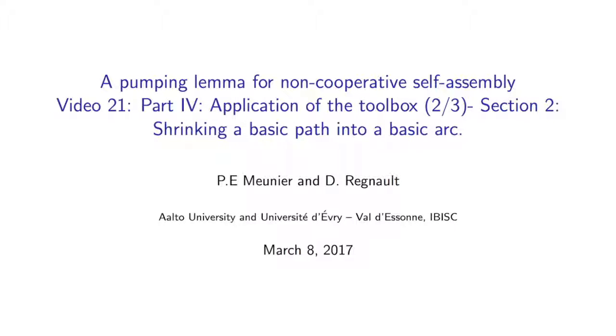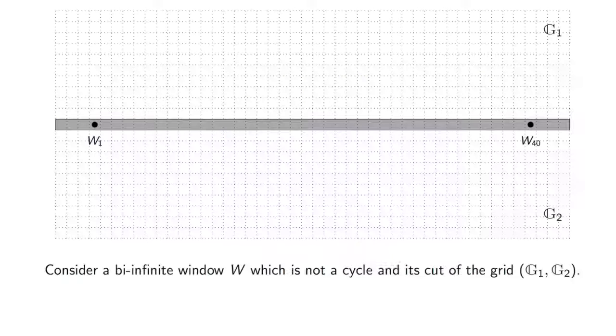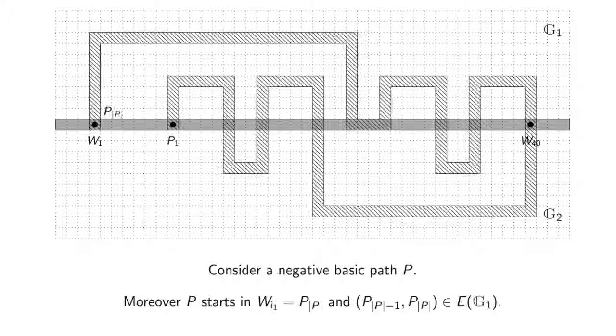This is video 21. In this video, we present a result which will be used in the following video. Consider a simple B-infinite window W which is not a cycle. This window is in gray. The graphs G1 and G2 are the cut of the grid associated to this window.